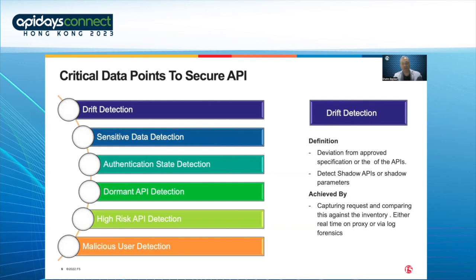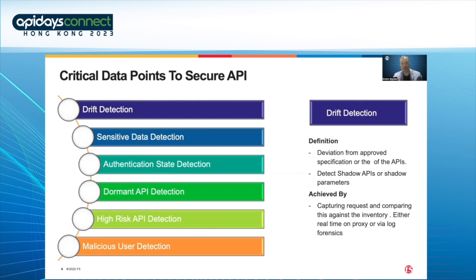With the inventory, we can actually take the real-time data from a proxy, and we can compare this data with what is in the inventory. And this will help us highlight if there is anything missing or if anything has changed. Alternatively, this job can also be done via forensics, which means we can log all the requests and responses and compare this with what was available in the inventory. This way, we'll be able to catch the drift again.